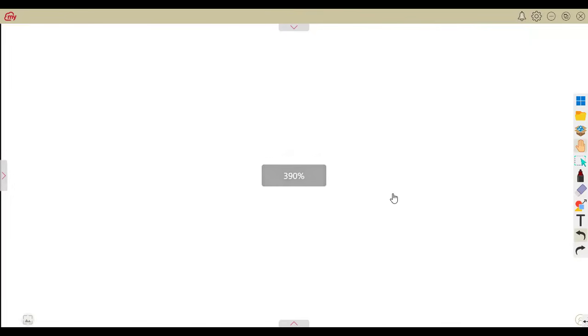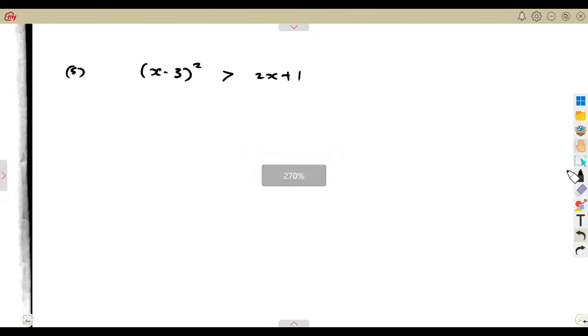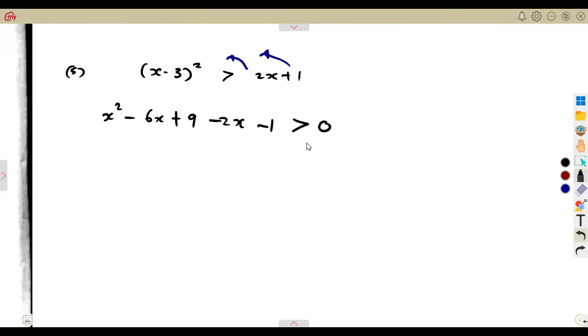Just as we do understand the solving part of our inequalities, we are going to do the same thing, only that the answer must be in exact form. So this is greater than 2x plus 1. We do not have any modulus there, guys. This was a simple question. Just expand your brackets. So expanding brackets, you're going to have x squared minus 6x plus 9. Remember your identities. Then after expanding the brackets, transpose this to the other side of our equation. So that will be minus 2x minus 1 is greater than 0.